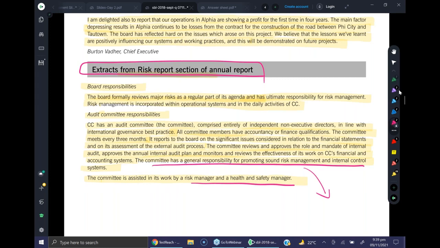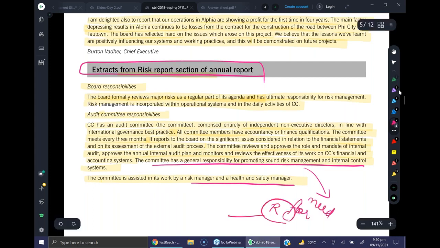So the audit committee has a lot of roles to perform. It sounds like they don't have a lot of time left for risk management work. So that also suggests the need for a risk committee. Do you understand what I'm saying?